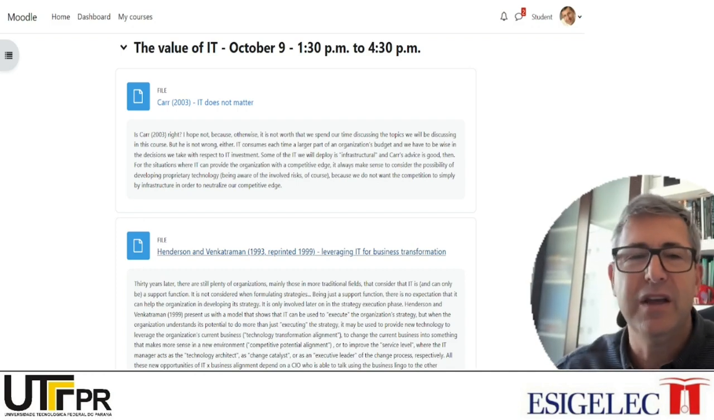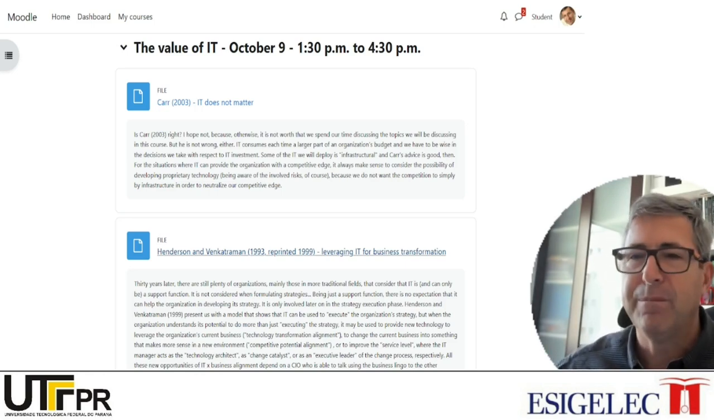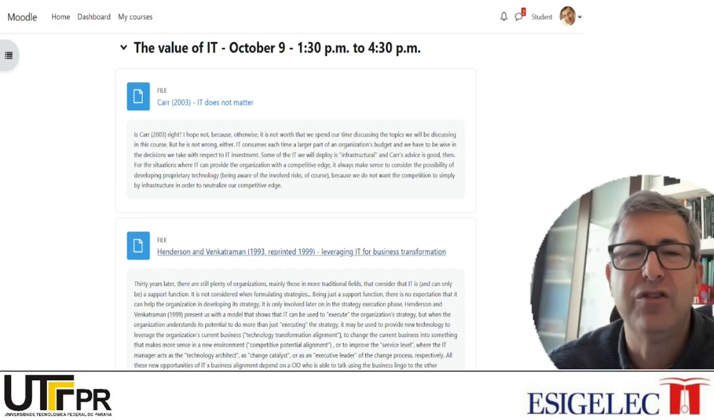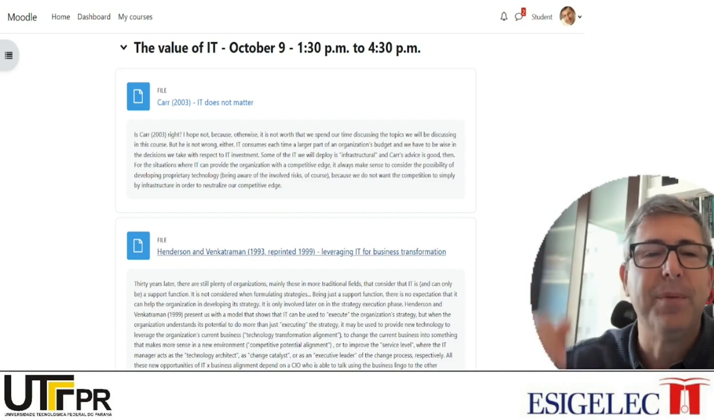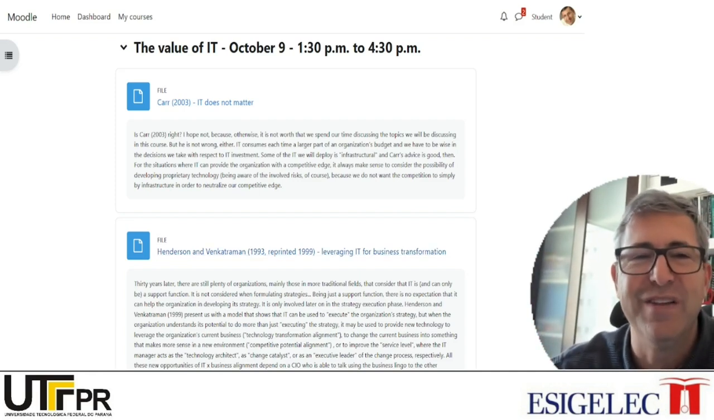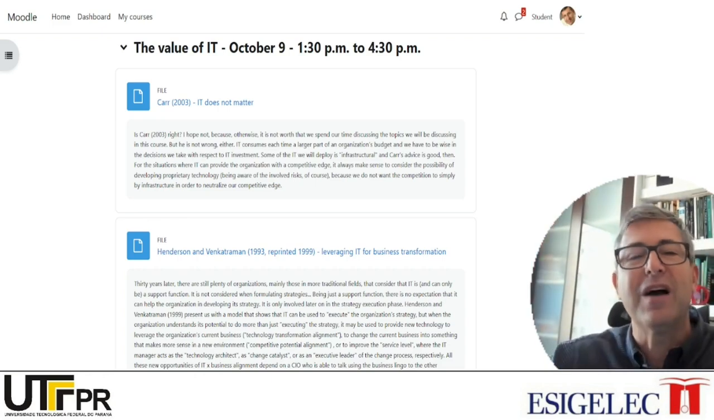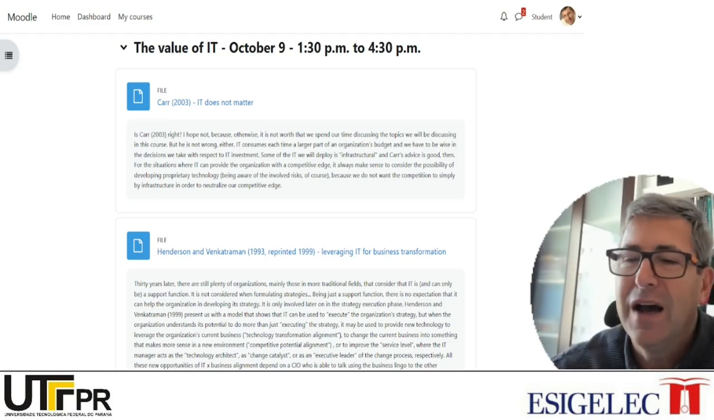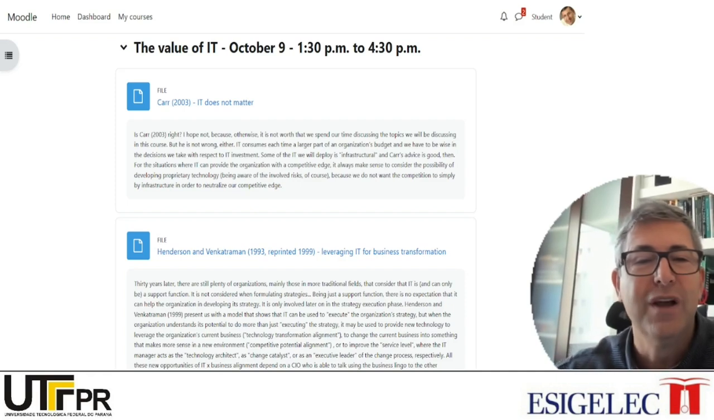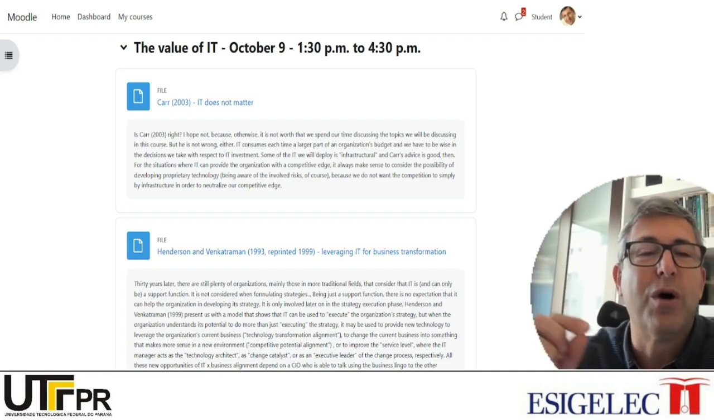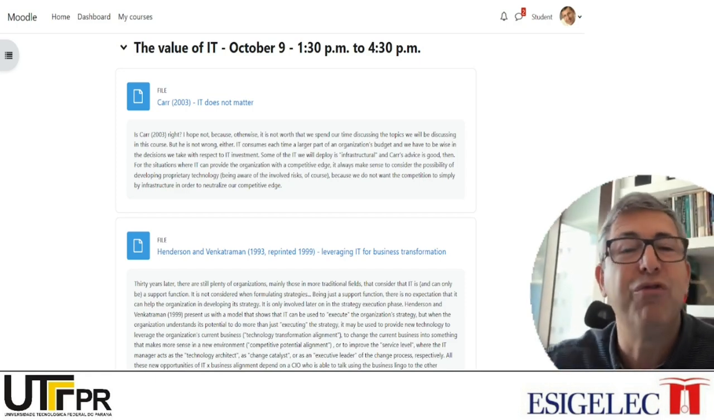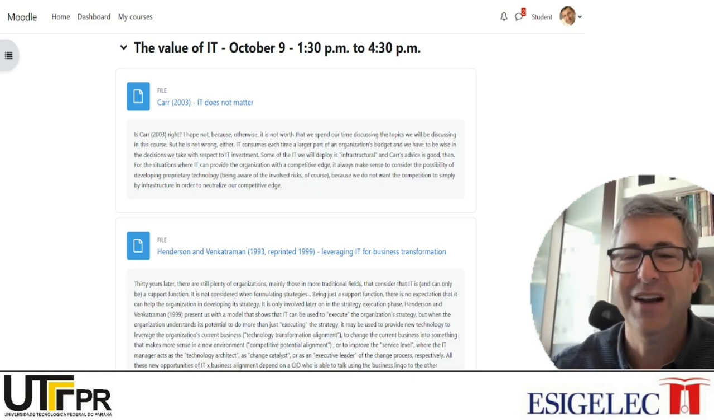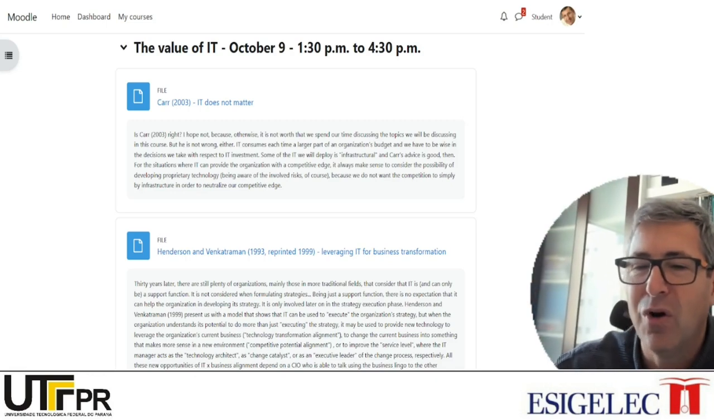IT can be just an additional tool or function to execute strategy, which means that IT doesn't even need to have a leadership at the ego level, a leadership that discusses strategy, because it only has to understand the strategy and help execute it. But these authors also said that IT could be used either to transform the process, which would mean to become more efficient, or to transform the product, which means to become more effective, right? Those were the ideas that we discussed on Monday.